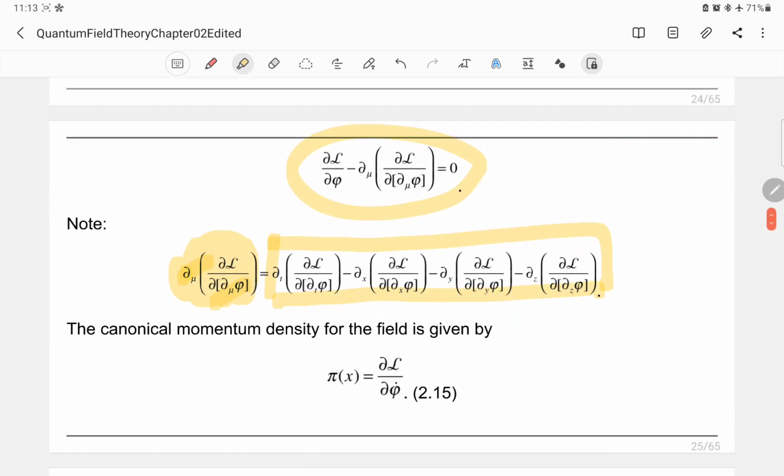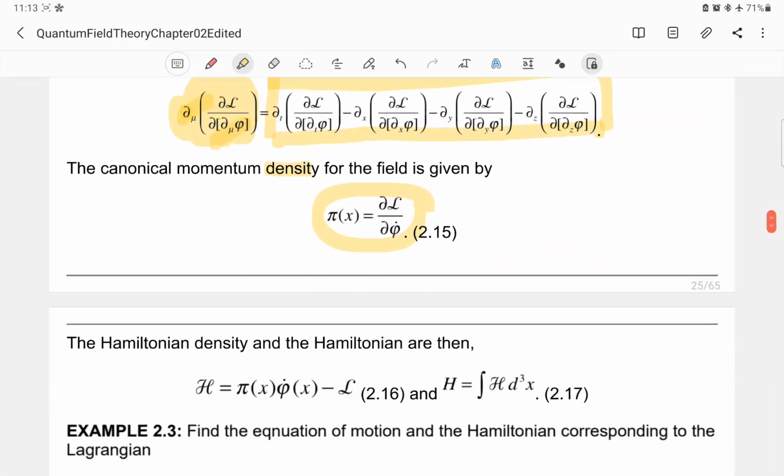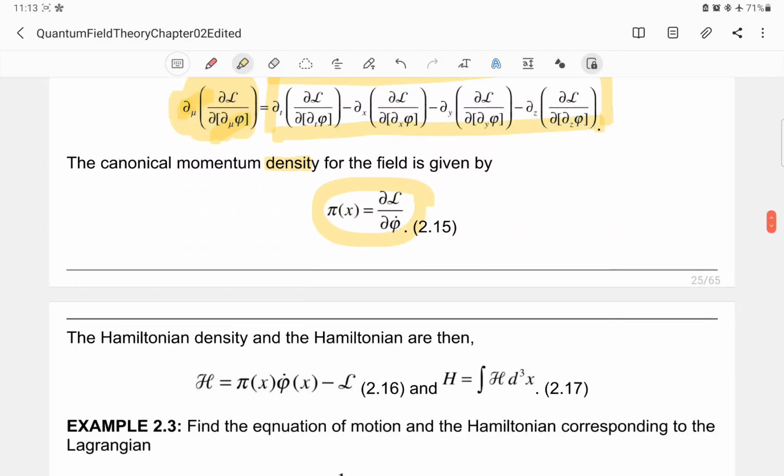So the canonical momentum density for the given field would have to be this, as a counterpart of the classical canonical momentum. And so the Hamiltonian density and the Hamiltonian would have to be written this way, and that.